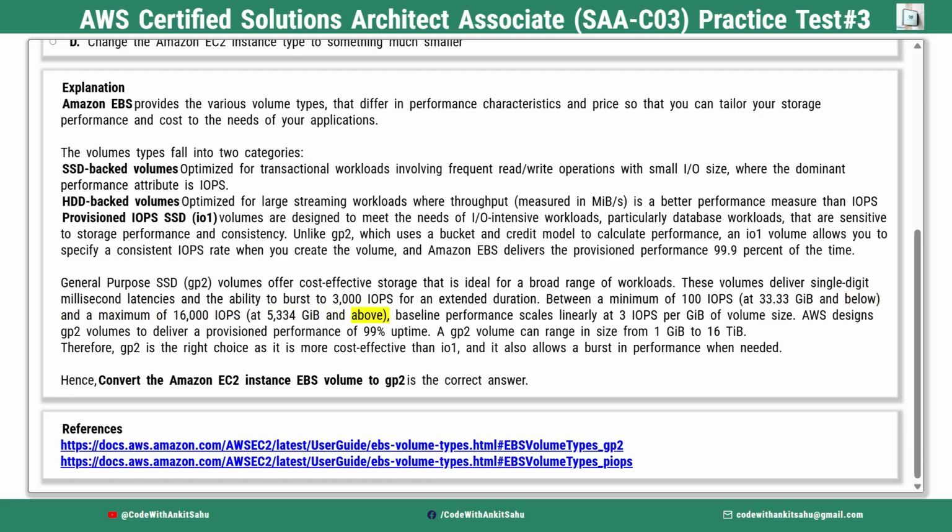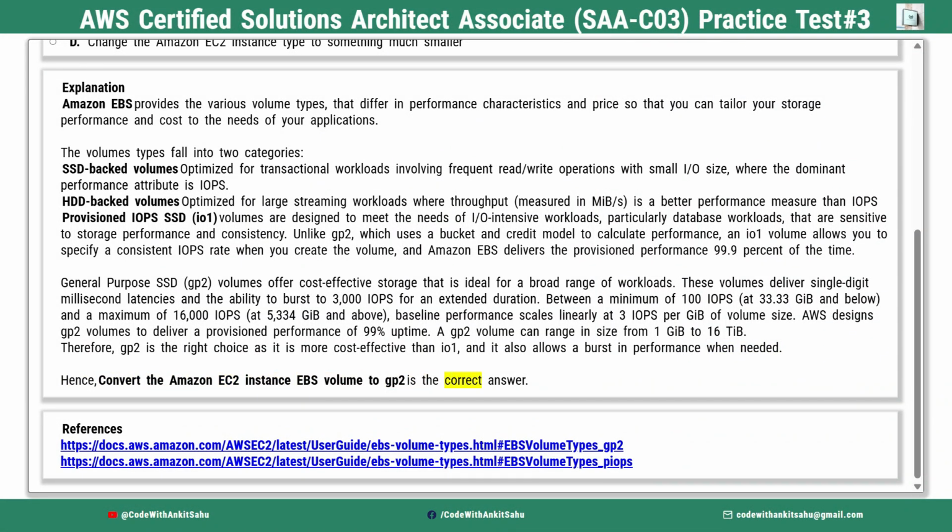Between a minimum of 100 IOPS, at 33.33 GB and below, and a maximum of 16,000 IOPS, at 5,334 GB and above, baseline performance scales linearly at 3 IOPS per GB of volume size. AWS designs GP2 volumes to deliver the provisioned performance 99% of the time. A GP2 volume can range in size from 1 GB to 16 TB.